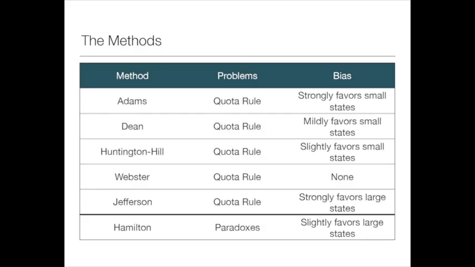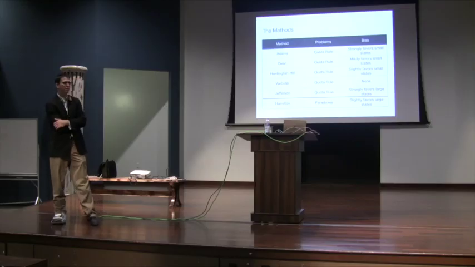And all 5 of those showed up in the history we've been talking about: Adams, Dean's, Huntington-Hill's, Webster's, and Jefferson's. Now remember, Hamilton's was not a divisor method; it was very different. So Huntington proves that these are really the only 5. You can look and look and look, and under normal circumstances, where you're not wanting things to be crazy far off, these are the only 5.